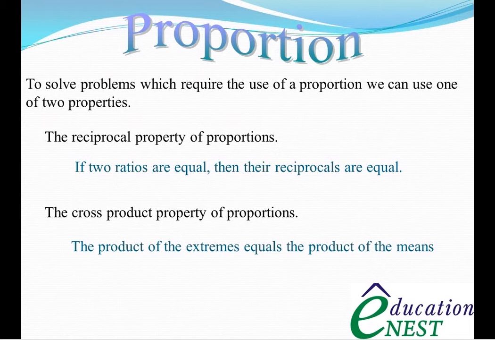To solve problems which require the use of proportion, we can use one of two properties. What are those two properties? Let's discuss the reciprocal property and the cross product property. Reciprocal property: if two ratios are equal, definitely their reciprocals would be equal. Let's go on to the other property, which is the cross product property. The product of the extremes equals the product of the means.